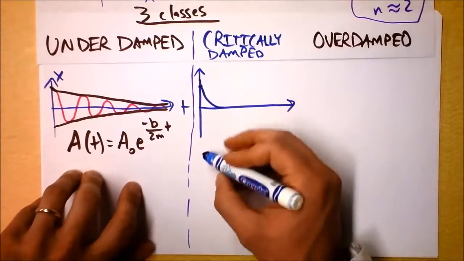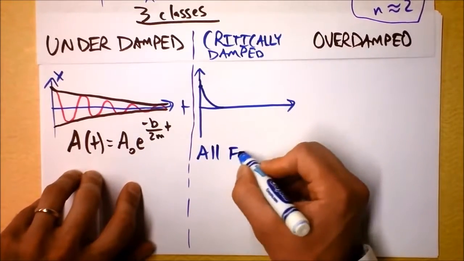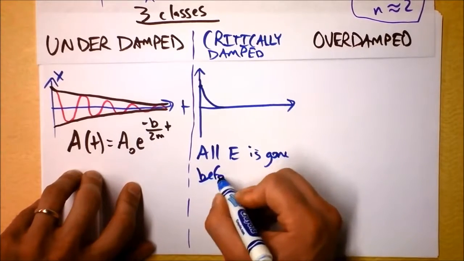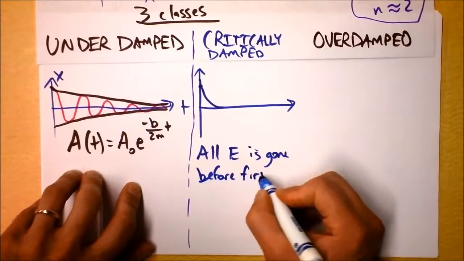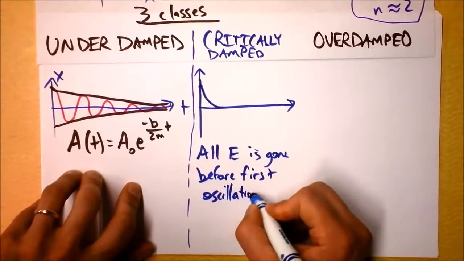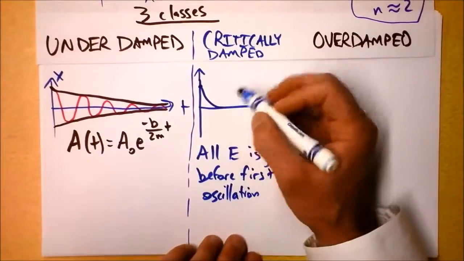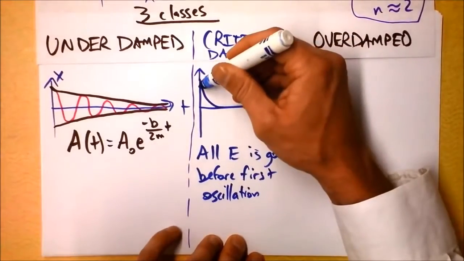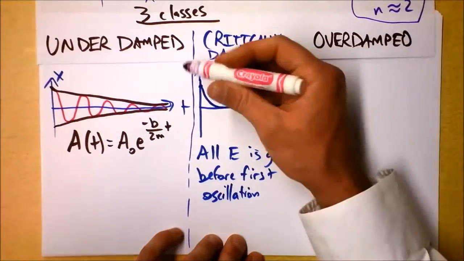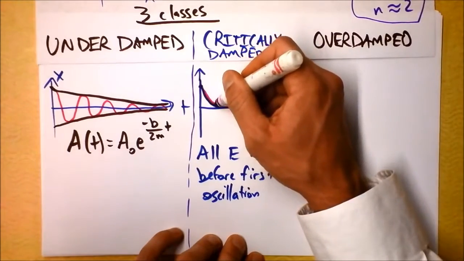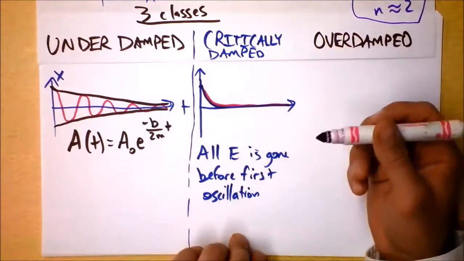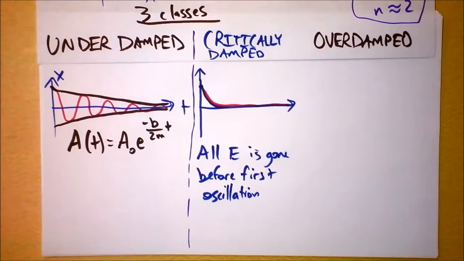And it's gone. All the energy is gone before the first oscillation. Notice that it wouldn't even be possible to say that this oscillated because it never quite reaches. If I put this in pink for you, that makes a little bit more sense. It never quite reaches 0. It approaches 0 closer and closer the whole time, but it never quite gets home.